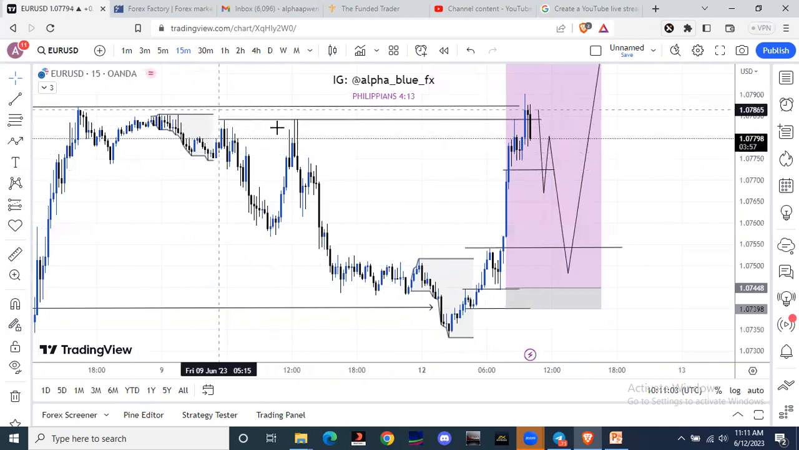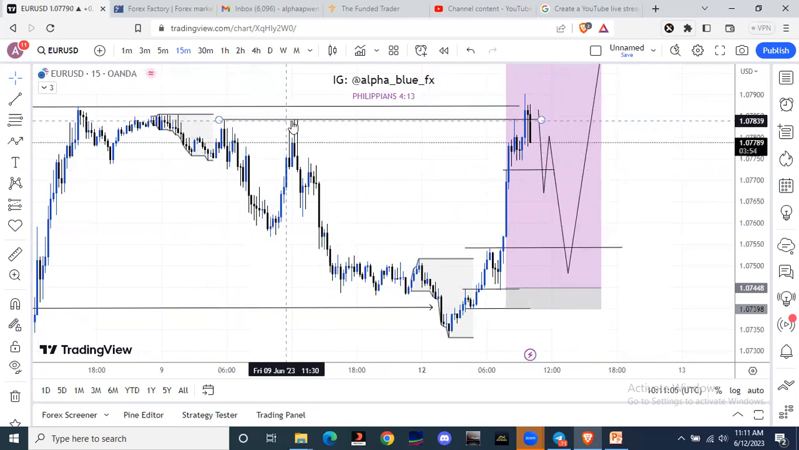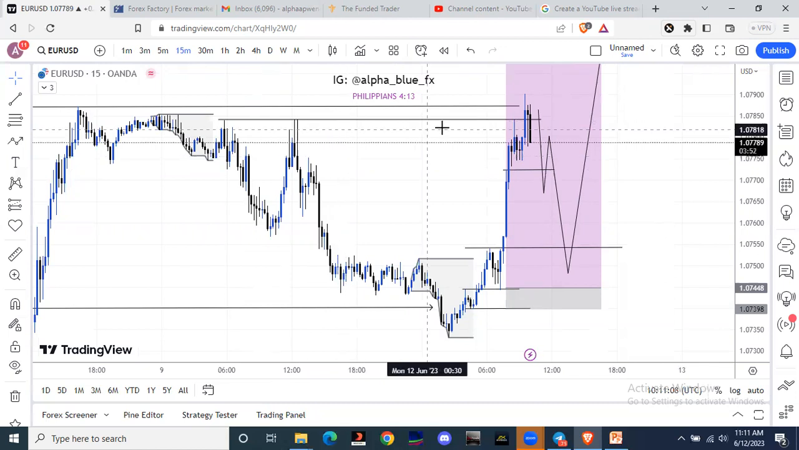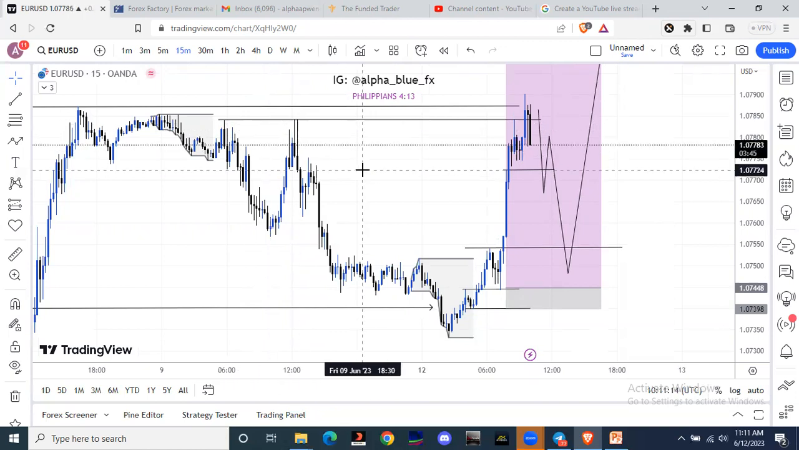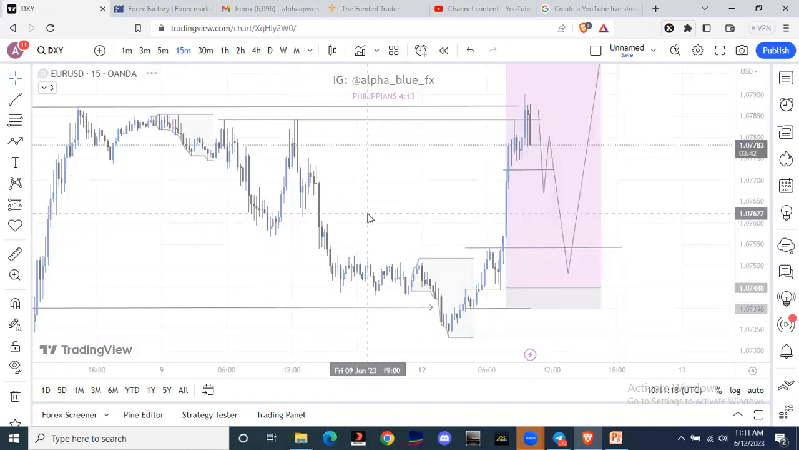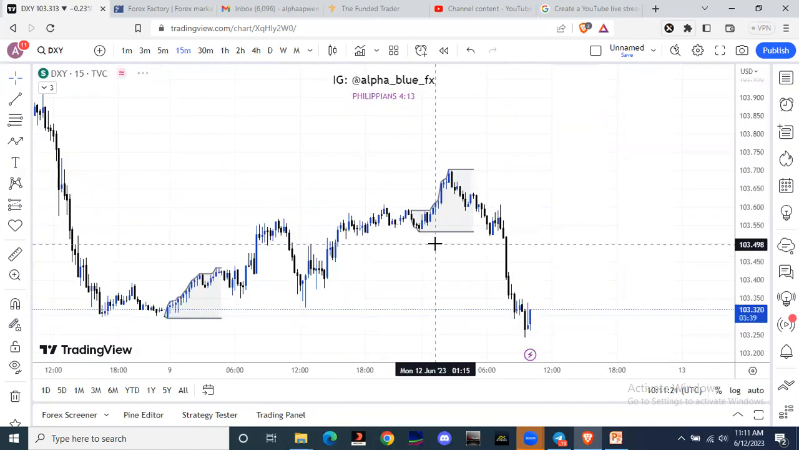This equal high here was what was making me feel that, okay, Euro USD was going to buy to take out this equal high, because I understand that whenever there's an equal high here, it is a liquidity that the market will want to come and take out. So liquidity always magnets price. Liquidity always draws the market to it.